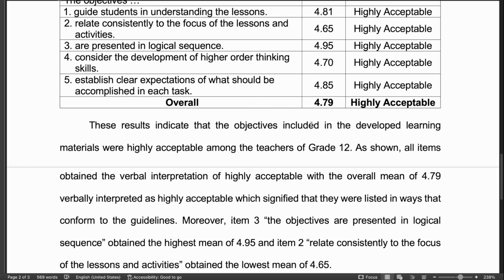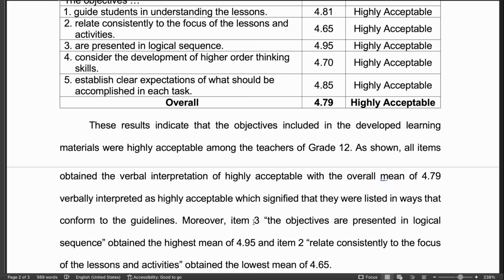So, sabi dito, these results indicate that the objectives included in the developed learning materials were highly acceptable among the teachers of grade 12. As shown, all items obtained the verbal interpretation of highly acceptable with the overall mean of 4.79 verbally interpreted as highly acceptable, which signified that they were listed in ways that conform to the guidelines. Okay, so yun yung sinasabi base dito sa pagkakapare-pareho.